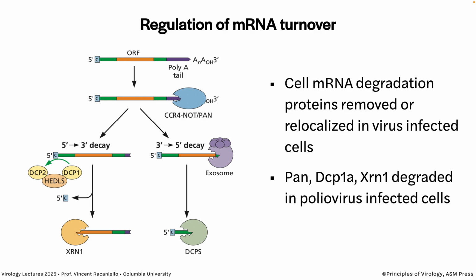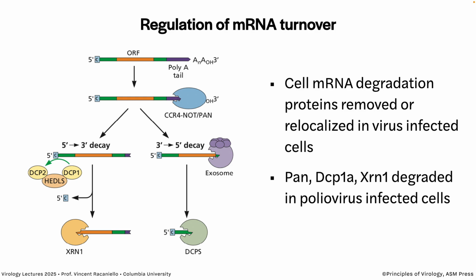So here is a typical mRNA: poly A tail, 5' cap, open reading frame. There are a set of enzymes that remove the poly A tail. CCR4-NOT and PAN. PAN is the only one I recognize. Poly A nuclease. That makes sense. I don't know what the others stand for, and it doesn't matter. It chews away the 3' poly A. And that allows both 5' to 3' and 3' to 5' decay. So there are specific enzymes for these processes.